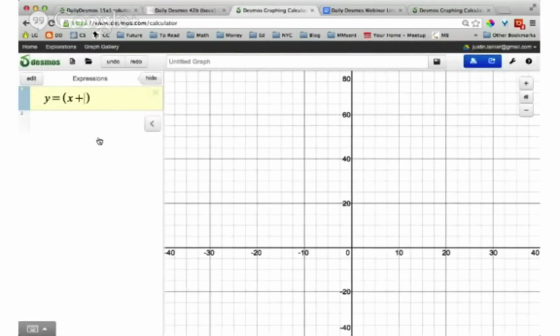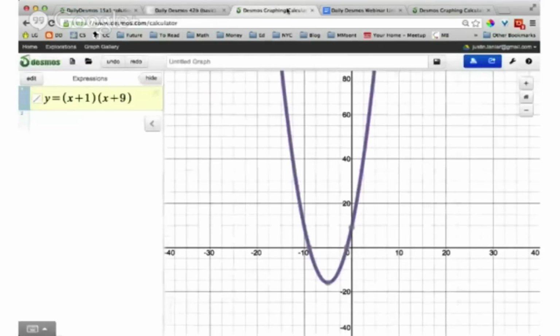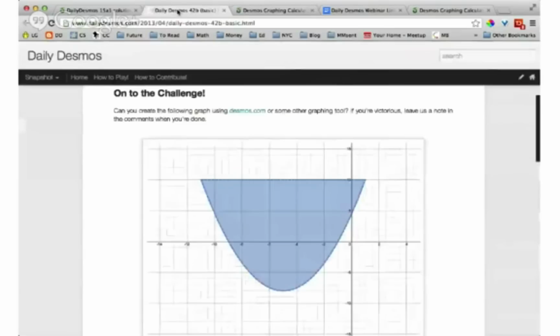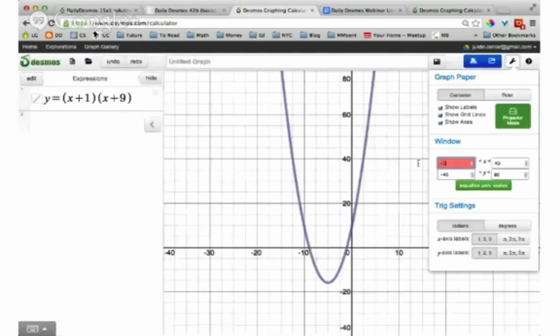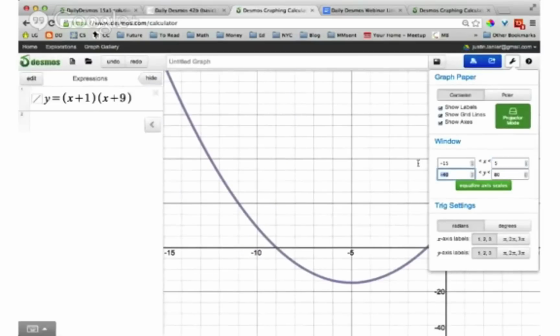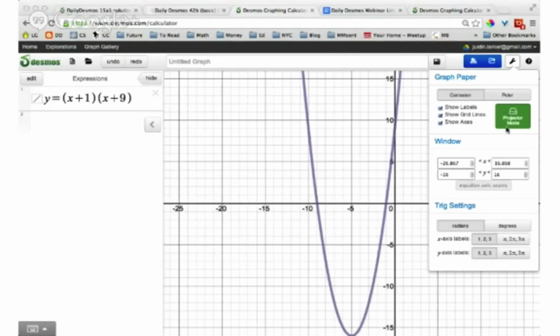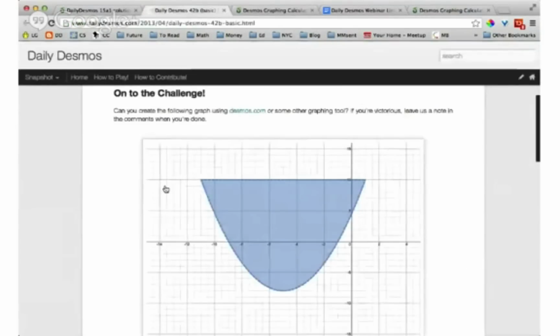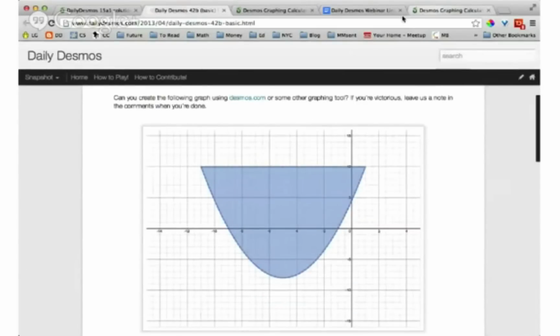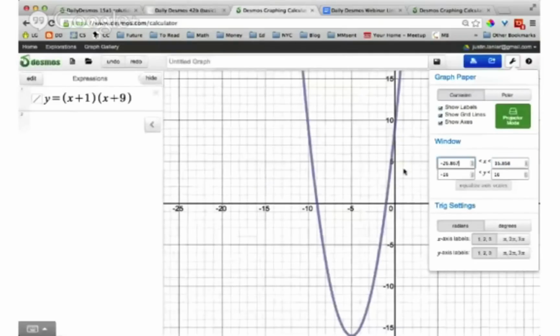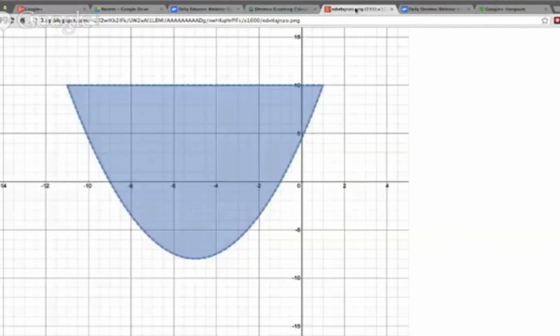y equals x... 1 and 9. Let me get the scale right. So the x for the scale looks like it's about -15 to +5, and the y is -16 to +16. I think that graph looks pretty good. Let's see how it looks. Looks like it's going down too far, so we're going to have to scale this. The parabola is going down too far at -5. Do you have that too? Still getting my axes set up.